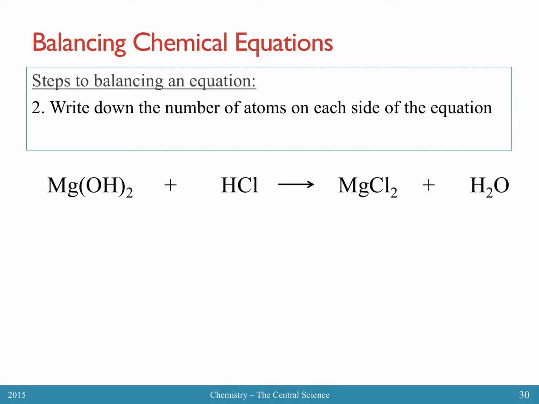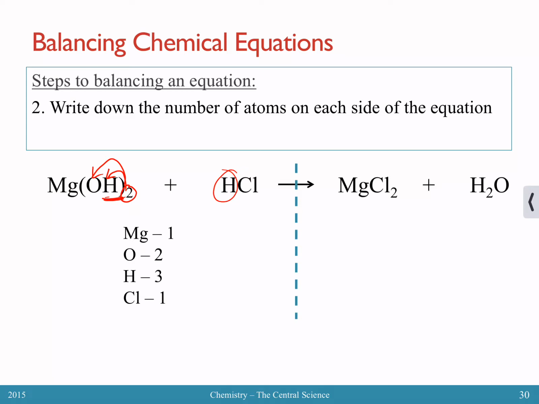Okay, next. Write down the number of atoms on each side of the equation. Now what do I mean? Okay, so you split it down the center of the arrow. On the left hand side, we have 1 magnesium. We have 2 oxygen because these 2 belong to both oxygen and hydrogen. So next, how many hydrogen do we have? I have 2 hydrogen atoms here and 1 hydrogen atom here. So I have 3 hydrogen atoms and 1 chloride.